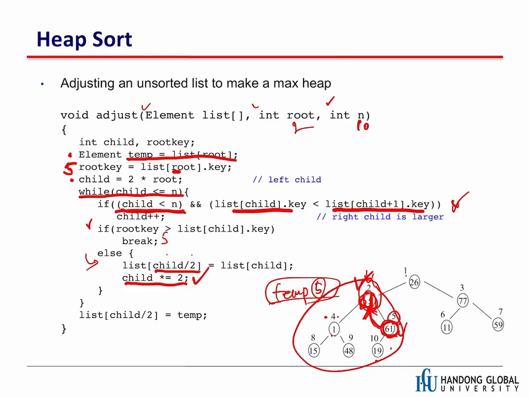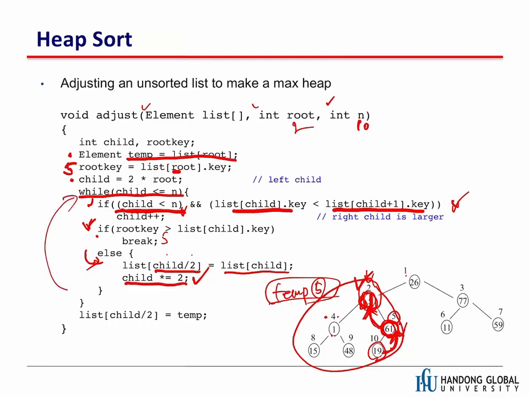Child is less than or equal to n, because child is 10 and n is 10, and we don't have a right child. So we actually skip this part, and then we check root key 5, and the child's key is 19. So we are going into this else one more time, and list child will be copied to its parent. So 19 will be copied to 61, but don't worry, 61 is here already. Again, we copied the structure, not just the key. The whole data will be copied to this one.